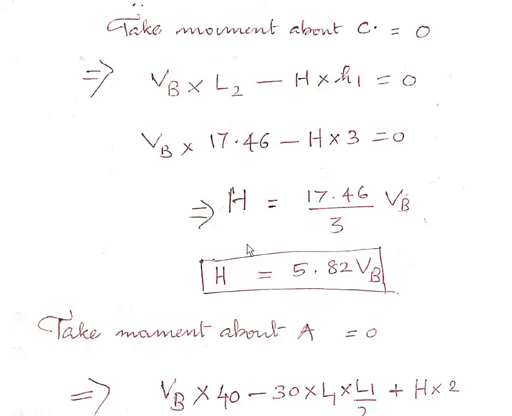So from this equation we get the value of capital H equal to 5.82 VB. So we have changed one unknown in terms of the other. Here we have changed H in terms of VB. By taking the moment about C equal to 0, we have got the value of H in terms of VB. Now we are going to take the moment about point A equal to 0.